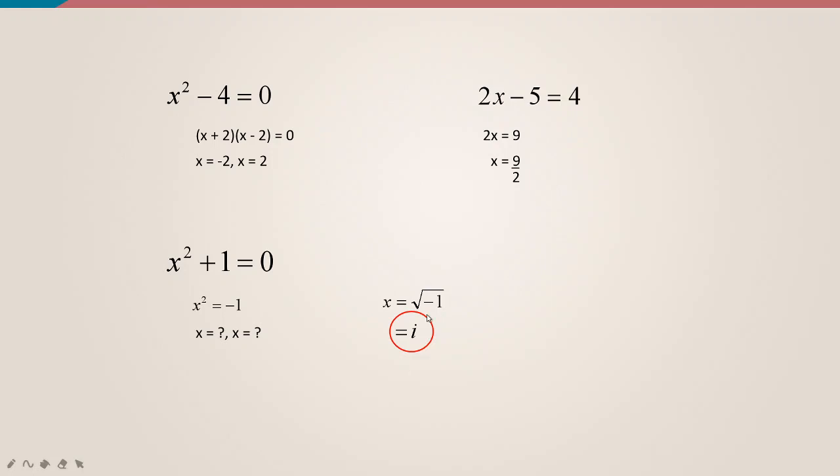So i is root of minus 1. It is a standard, it's a definition taken like that. Okay. Now, these types of numbers are called imaginary numbers. Now, because I called root of minus 1, what about root of minus 2, minus 3?